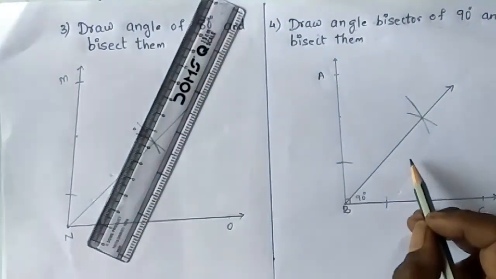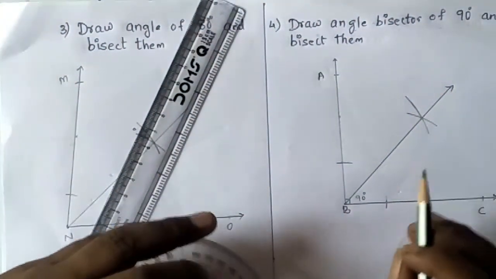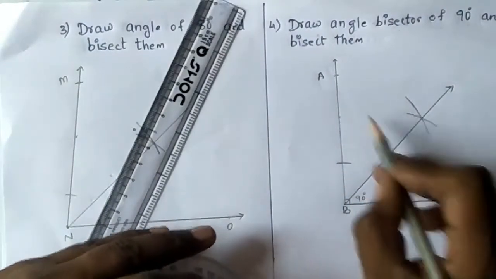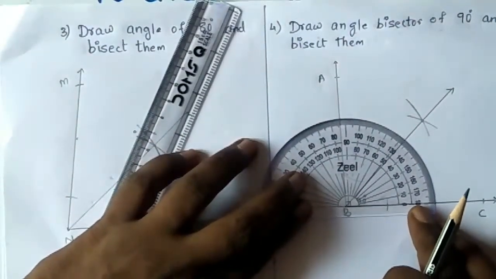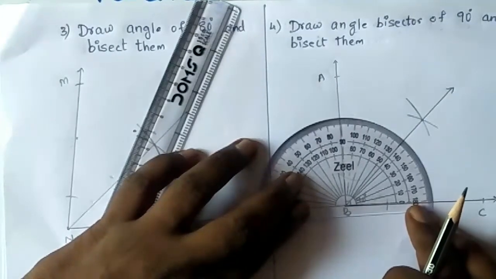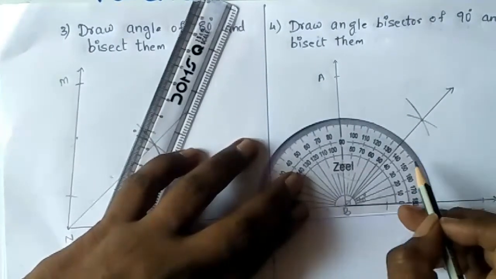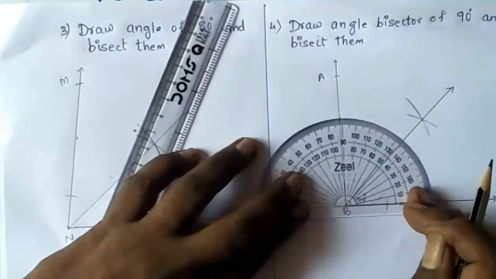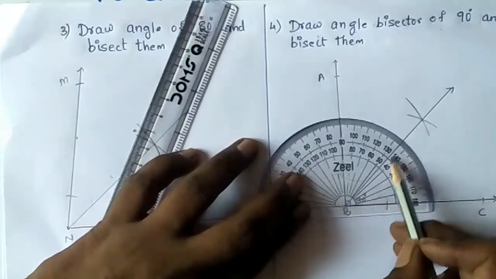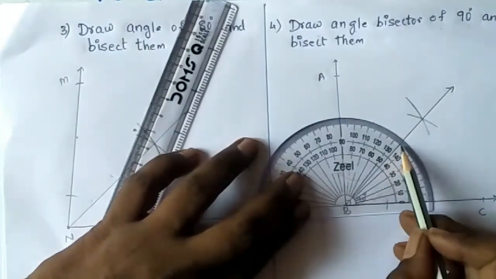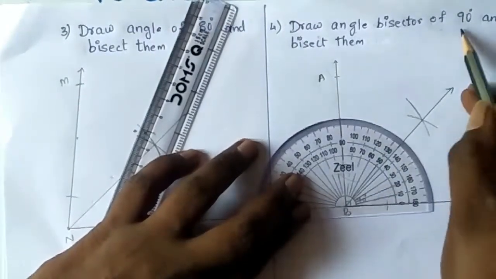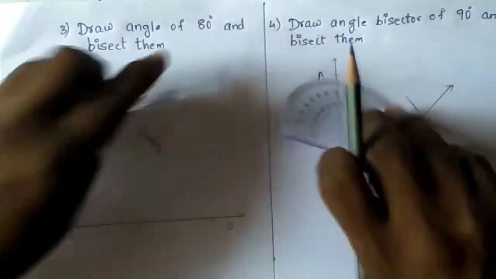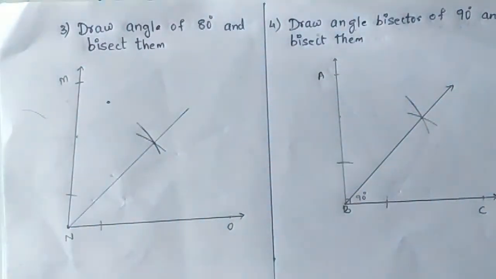Now as I said, bisect means half, that means dividing the angle into two equal parts. So 90 degree means it should be 45 degree. So let us check whether it is 45 degree. You can see here it's exactly 45 degree. You can see between 40 and 50, 45 degree. So 45 plus 45 is 90 degree. In this way, you can draw an angle bisector.